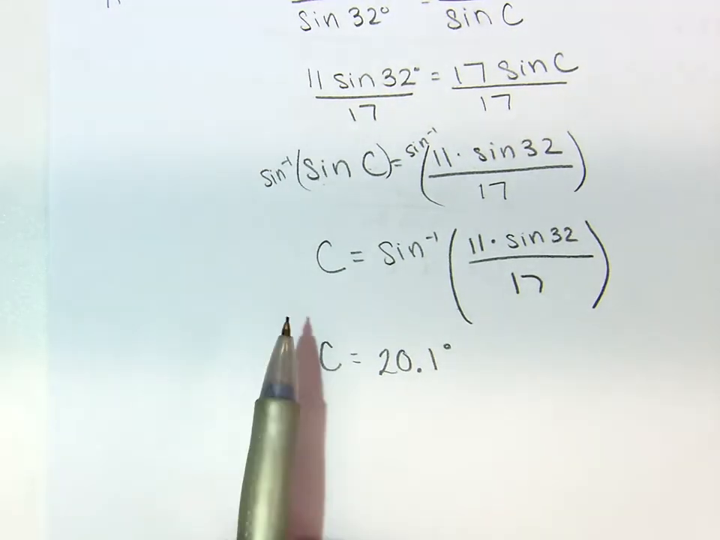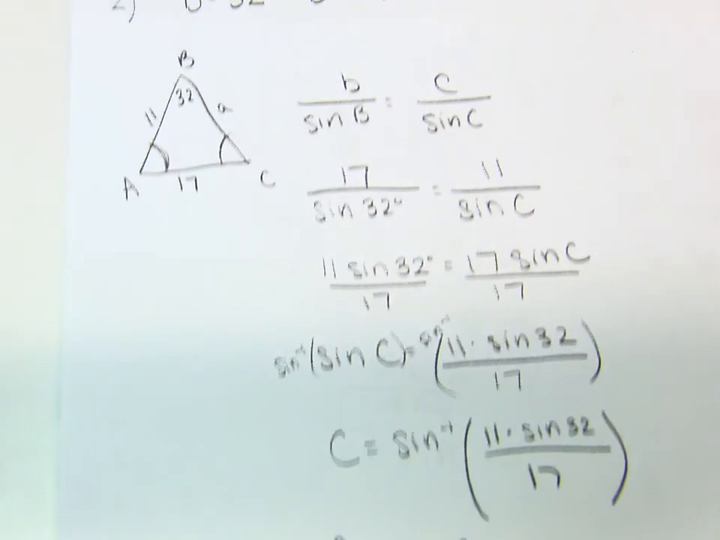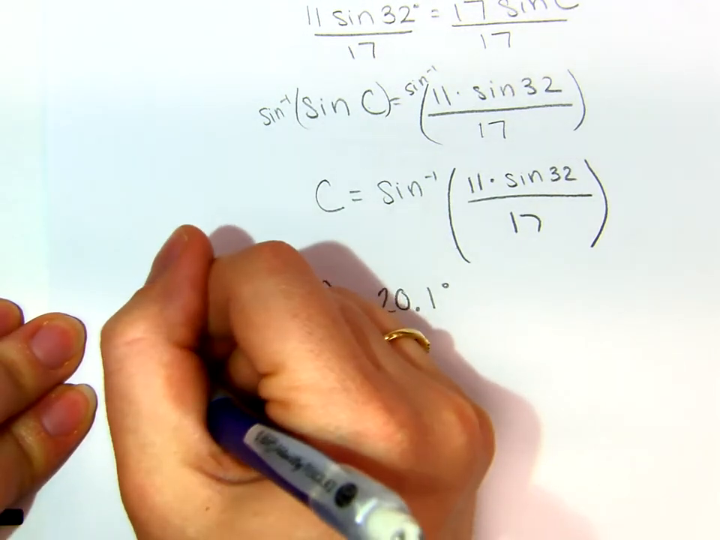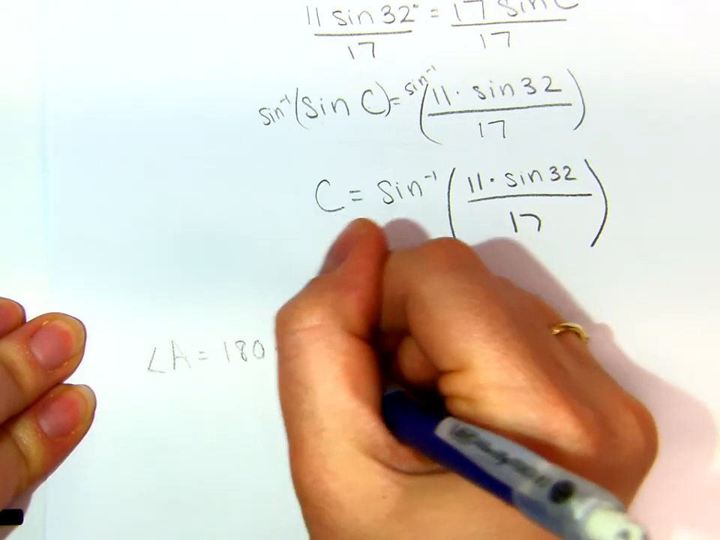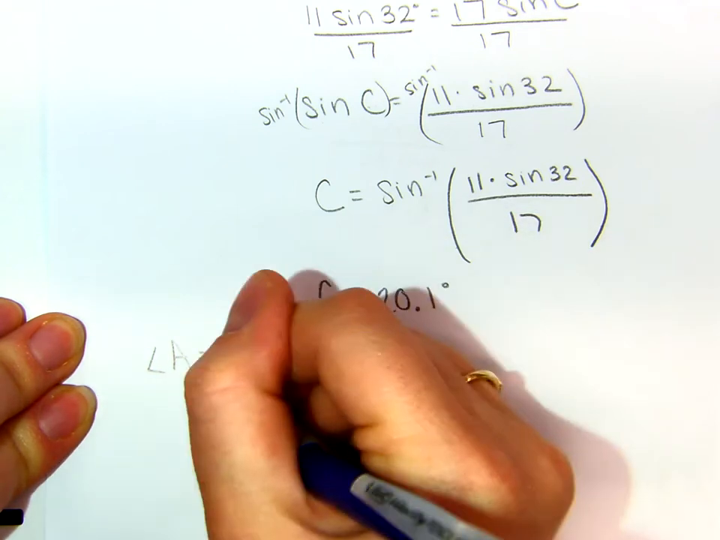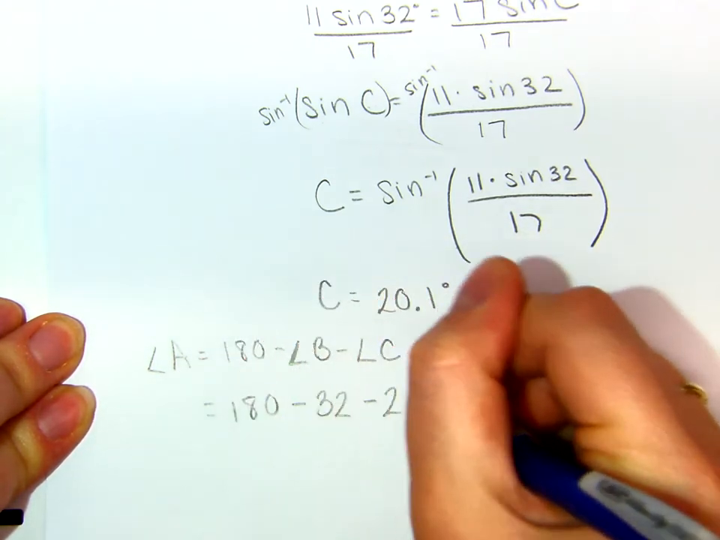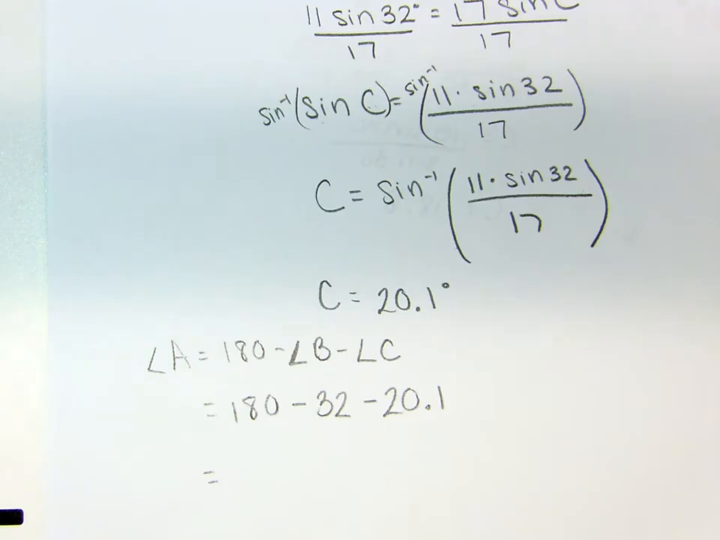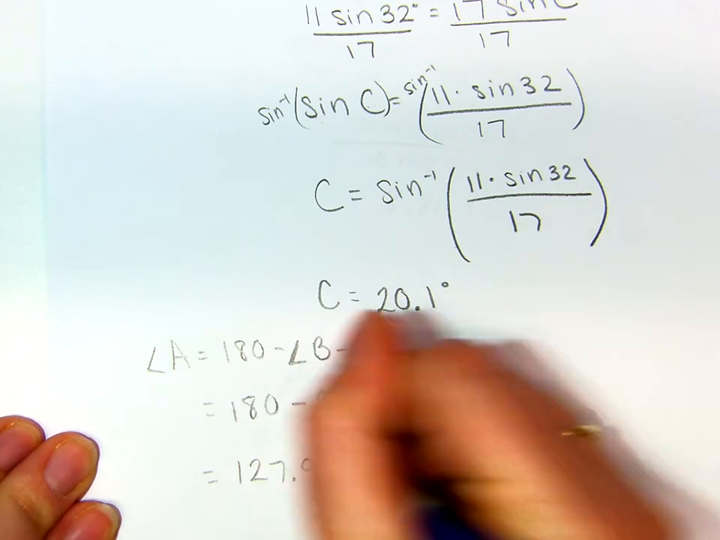So now that I know angle B, which was what I was given in the beginning, is 32, and angle C is 20.1 that I just found, I can find angle A by taking 180 minus angle B minus angle C. So I'd get 180 minus 32 minus 20.1. So I'd get angle A as 127.9 degrees.